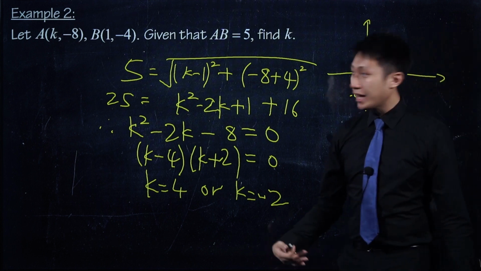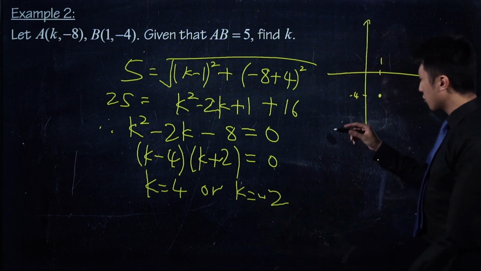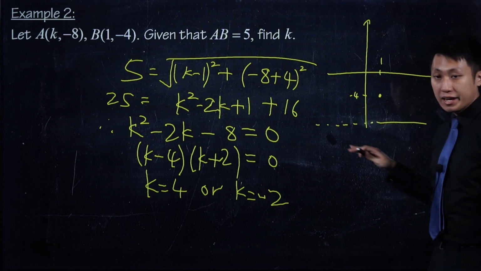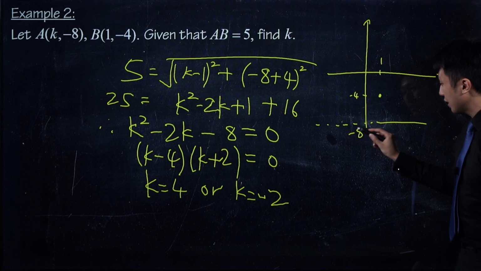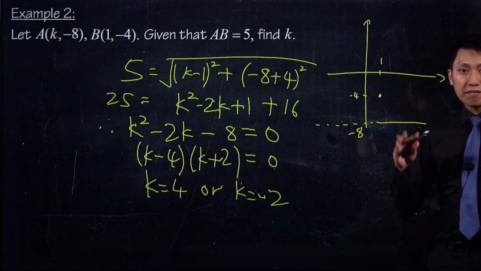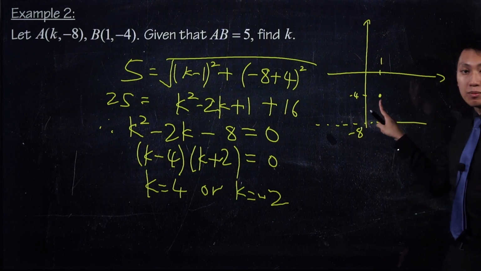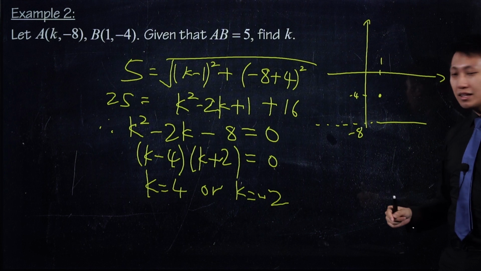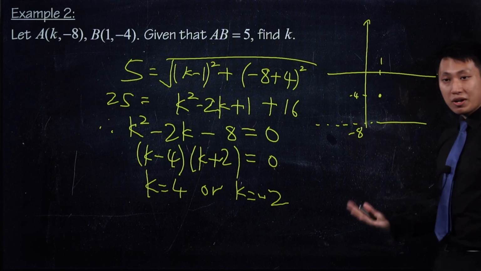Then the other one is k, negative 8. So I don't know where it is, but I know it's somewhere with y value negative 8 here. Okay, and I want to know the point which has distance 5 with this point. From some point here to this point is 5. So what do I have to do here?